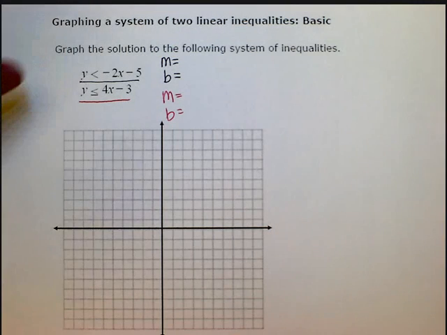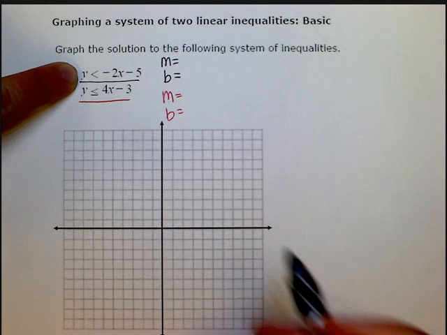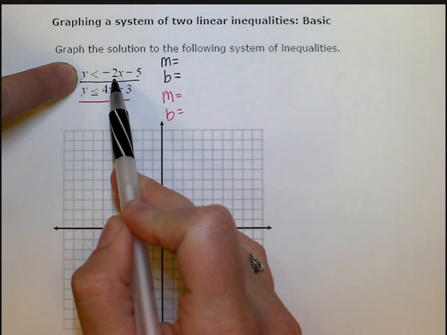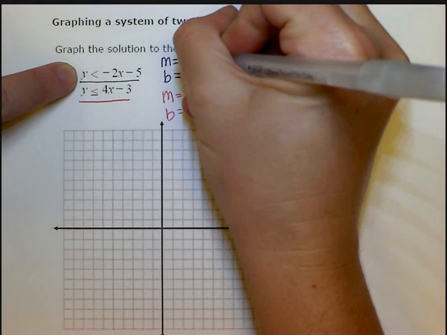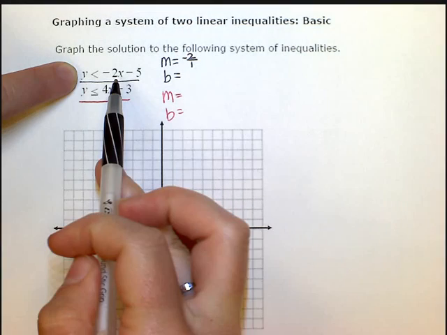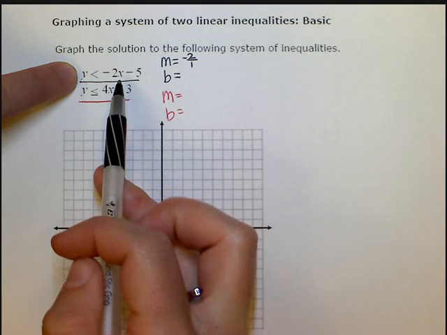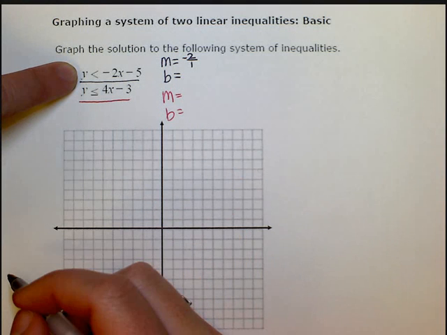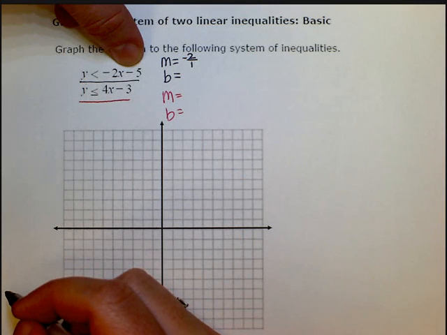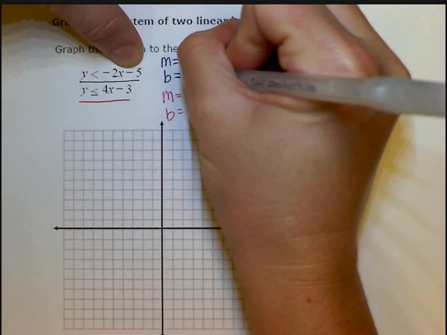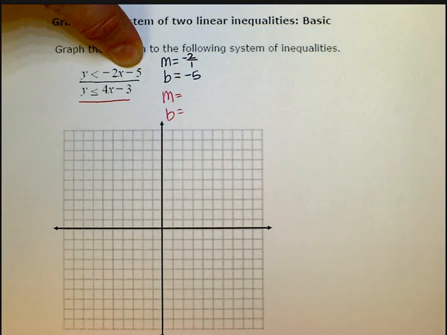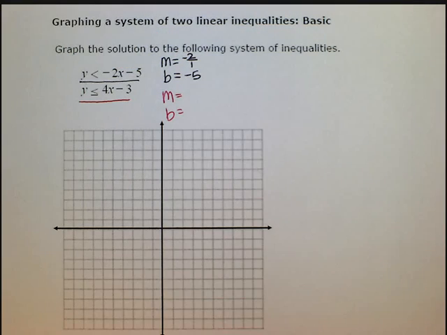Looking at the black equation here, I see that my slope is negative 2, or negative 2 over 1, because my slope is always the number attached to the x. It's always the coefficient of x. Now my intercept is going to be negative 5, because the intercept is always the constant. So let's begin by graphing the first one.